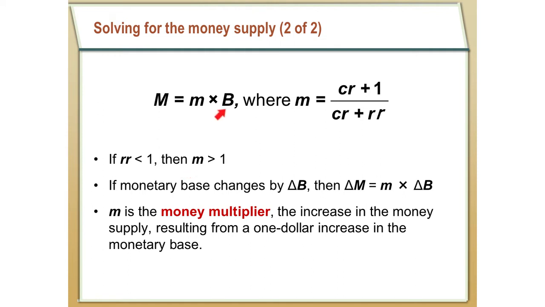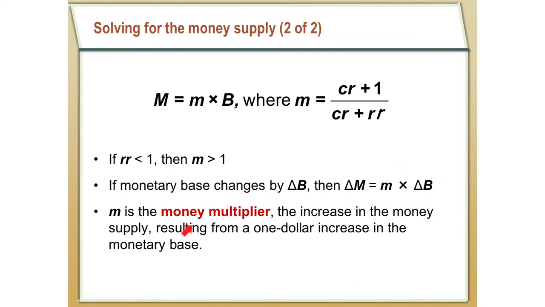So if the monetary base changes by a certain amount, we would call that delta B, then ultimately the money supply is going to change by little m times the change in the monetary base. In other words, the change in the money supply, delta M, is going to be equal to the money multiplier multiplied by the change in the monetary base. This is going to be the basis of some homework problems. If the question is asking you how the money supply changes, you're going to have to figure out what the money multiplier is, figure out how much the monetary base is changing by, and multiply those two things together to get your change in the money supply.